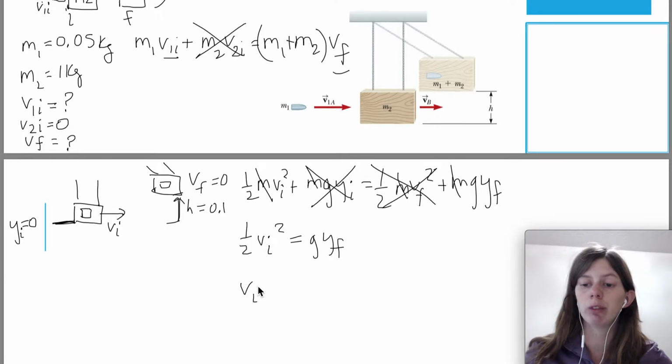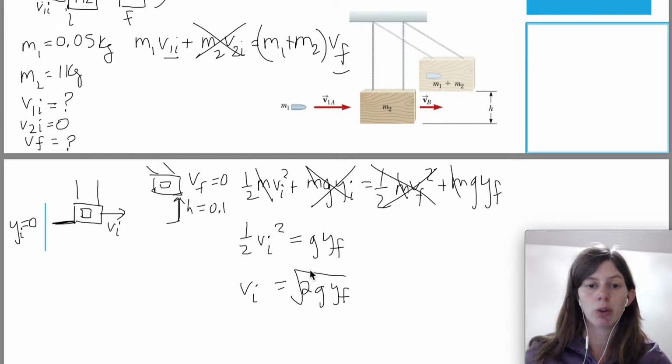So we can solve for v initial. We can multiply both sides by 2 and then take the square root. So the square root of 2 g y final, and we're going to get 1.4 meters per second, where I just plugged in the square root of 2 times 9.8 times 0.1 meters here.